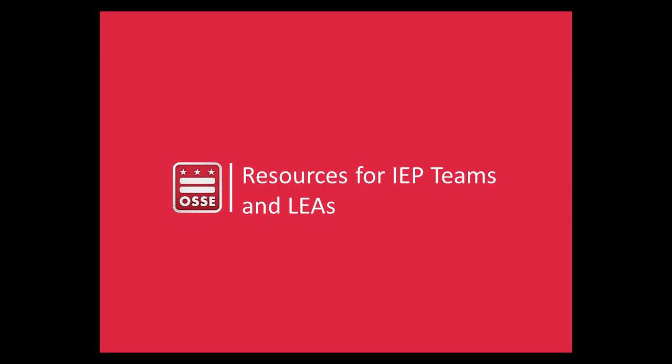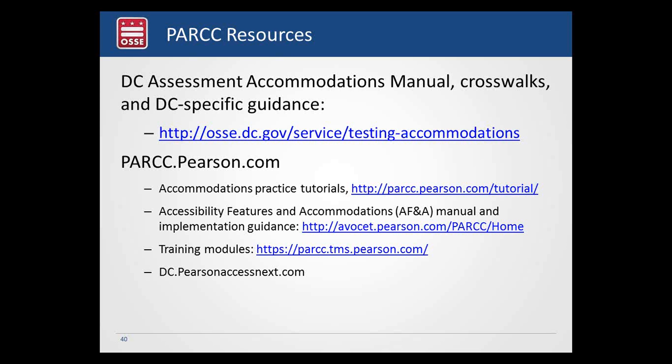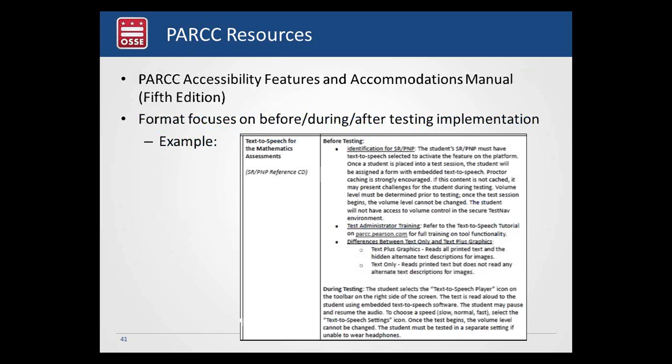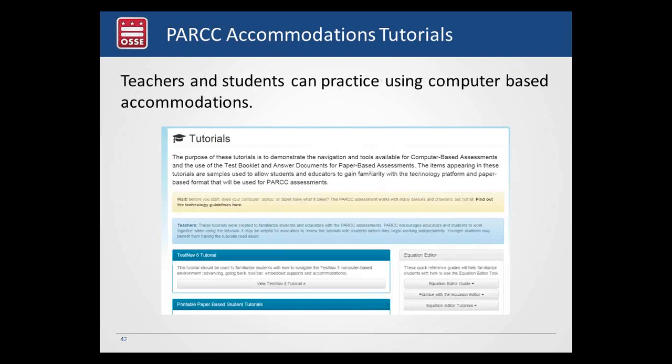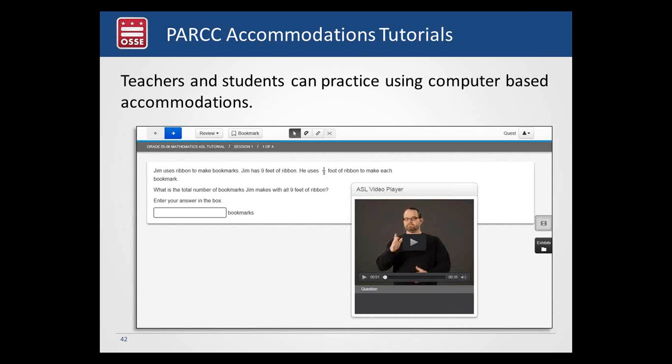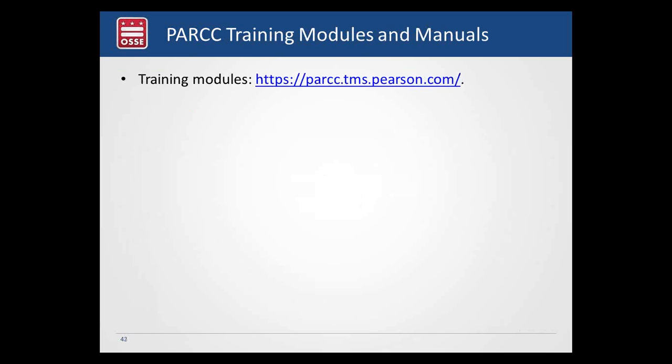Okay, resources for you. Again, there is the OSSE testing accommodations manual that we already talked about earlier in the webinar. Just want to remind you of where to find it. And then for the PARC assessment, there are tons and tons of resources available. You've got practice tutorials, you've got your manual, you have training modules, you've got a lot of stuff. And the manual goes very in-depth about what to do before, during, and after testing for every single one of the accommodations available and accessibility features. So you can really dig into that manual if you want to see more details on that. And of course, you can practice. We definitely encourage you to practice using the computer testing platform so that it's not new to the student. And there are videos and practice questions, all sorts of fun stuff.